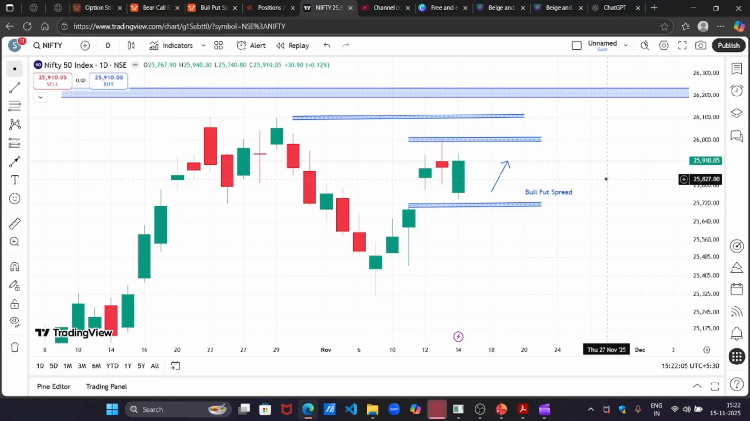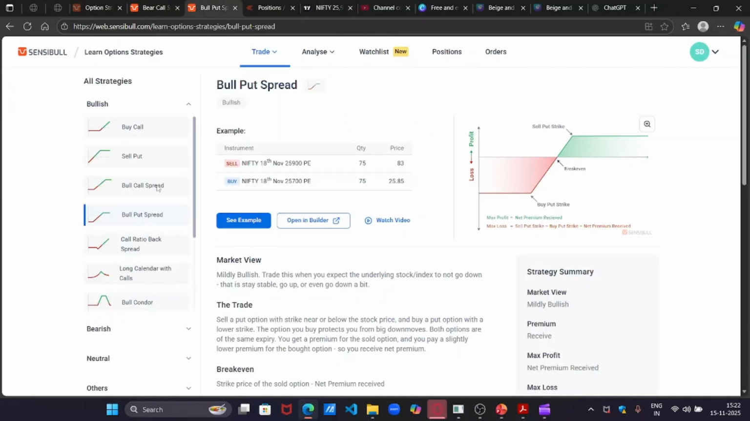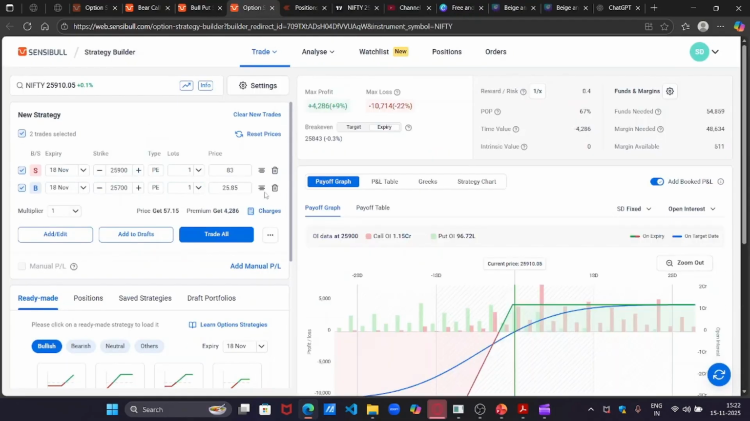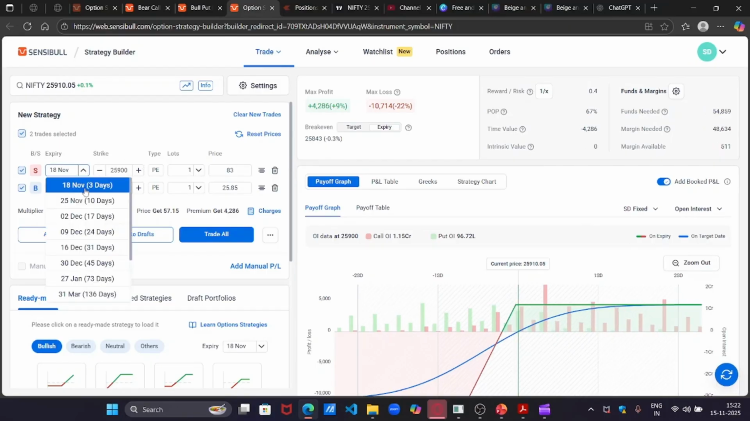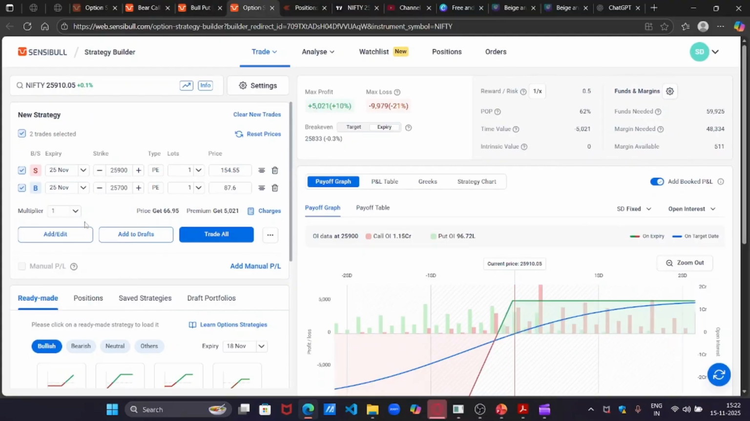Let's remove this to avoid confusion. Bull put spread. What I'm expecting is, if the market stays at 25,700 or above, then I should be in profit, and I should have a loss if at all it goes down, right? So let's see that this is bull put spread. What is the strategy builder? So if you see here, this is a strategy builder. We are selling a strike for, let's do it for 25th November, because we are expecting in 10 days it will not go there. So we are selling a strike price of 25,900, and we are buying 25,700.